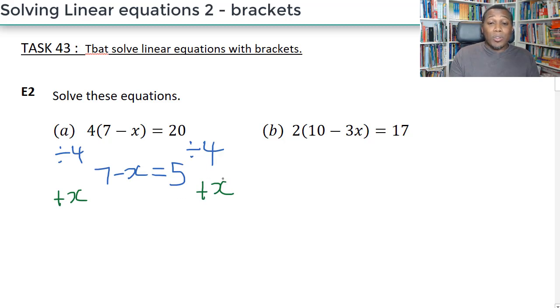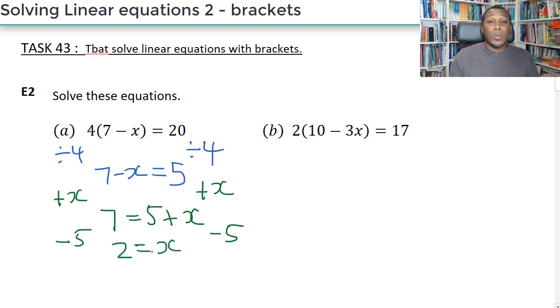If I add x to both sides, then I end up with 7 is equal to 5 plus x, because the x's will cancel here. And then I could take away 5 from both sides, because I want x all by itself. So I'll take away the 5 from both sides, and that leaves me with x is equal to 2. I can say x equals 2. And if I try it, 7 take away 2 is 5. 5 fours is 20. It works.